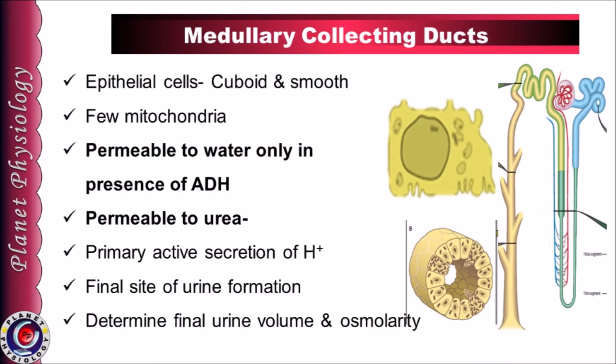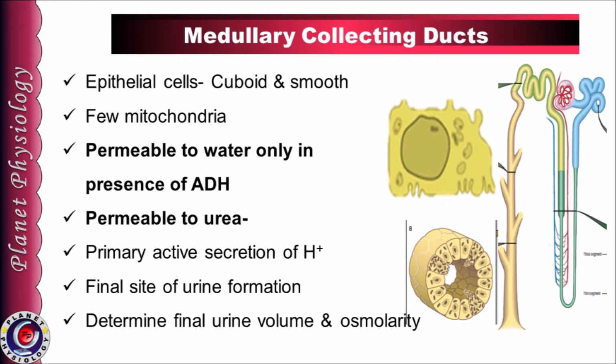As cortical collecting ducts enter the medulla, they are called as medullary collecting ducts. Similar to cortical collecting ducts, these cells also have fewer mitochondria and are permeable to water only in presence of ADH. They also secrete hydrogen ions by primary active transport process, but this segment allows diffusion of urea also. So the important difference between cortical collecting ducts and the medullary collecting ducts is permeability to urea. Medullary ducts are permeable to urea, but cortical collecting ducts do not permit diffusion of urea. They are impermeable to urea.